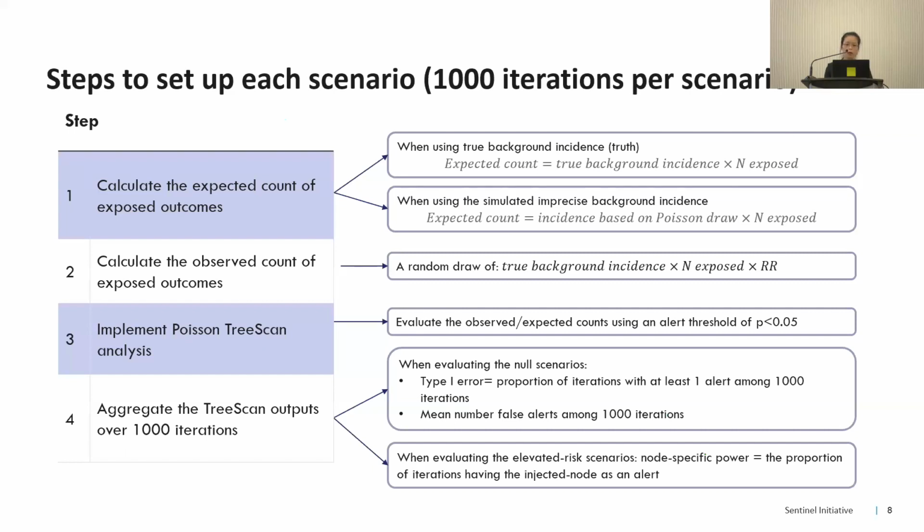In step 4, we aggregate all the TreeScan output of those 1,000 iterations and report the following results. First, when we evaluate a null scenario, we report the type 1 error, which is the proportion of iterations with at least one alert among 1,000 iterations. We also report the mean number of false alerts. And second, when we evaluate the elevated risk scenario, we report the node-specific power, which is the proportion of iterations having the injected node as an alert.